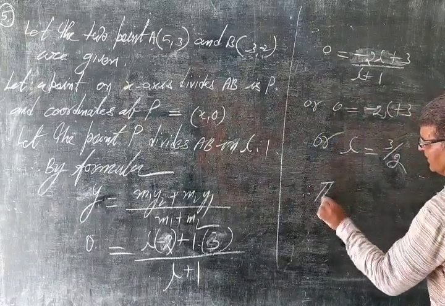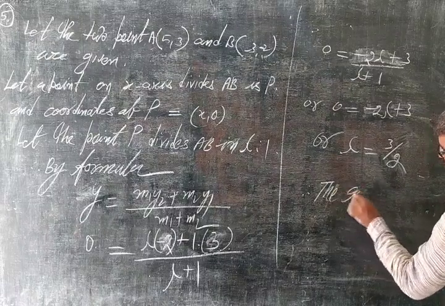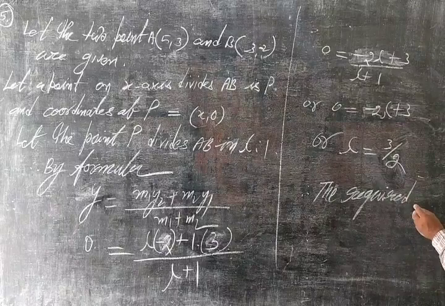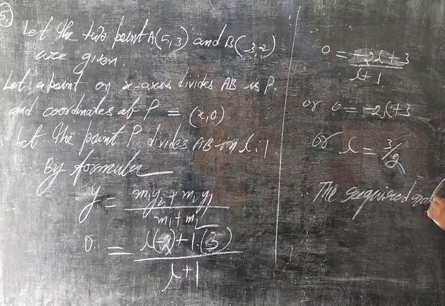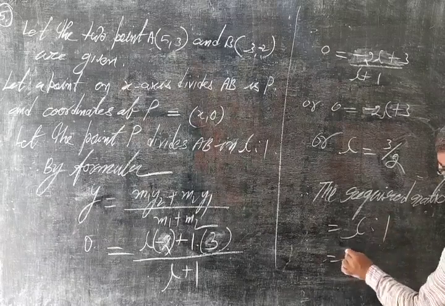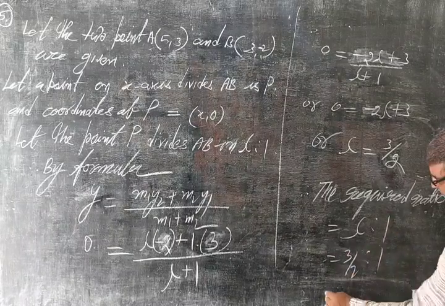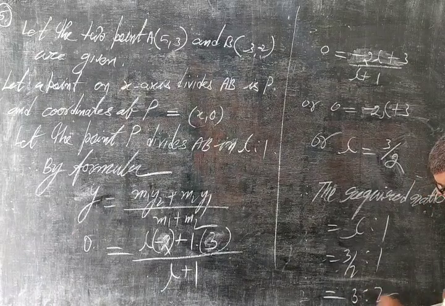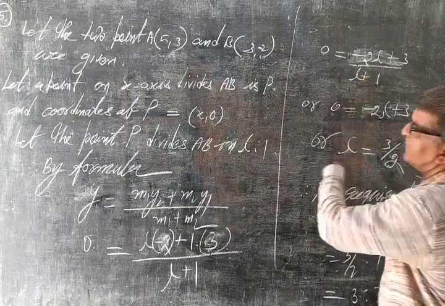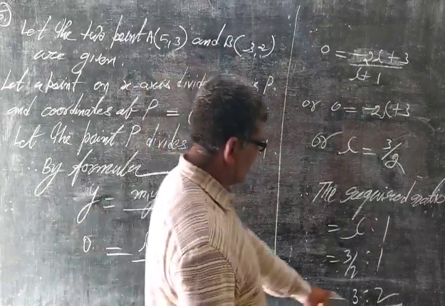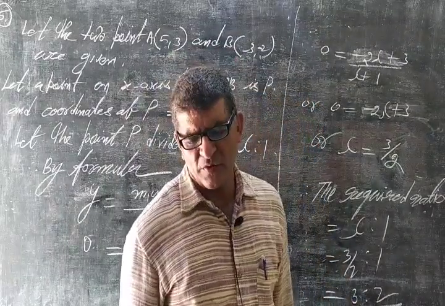Therefore the required ratio equal to lambda : 1 equal to 3 by 2 : 1, and multiplying both sides by 2, 3 : 2. This point P divides in ratio 3 : 2. That's all. Thank you very much.